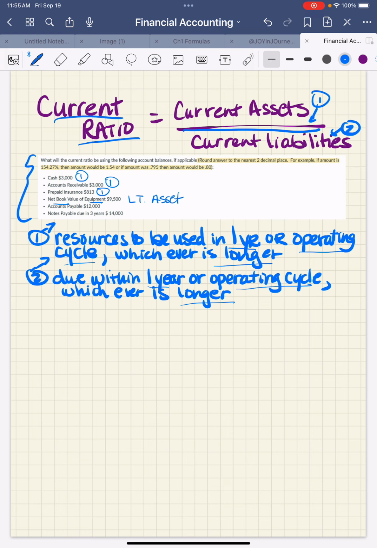The accounts payable, we will consider that as a current liability. And then notes payable, it could be current or long-term. It just depends on the length of time. But since it says 3 years, we'll go ahead and classify that as a long-term liability.